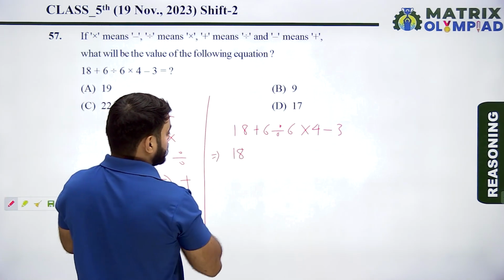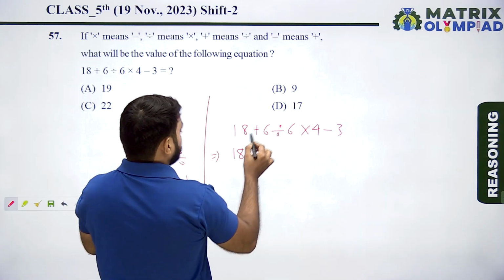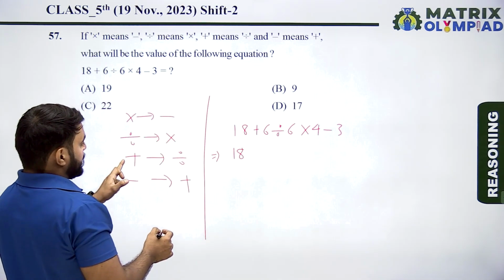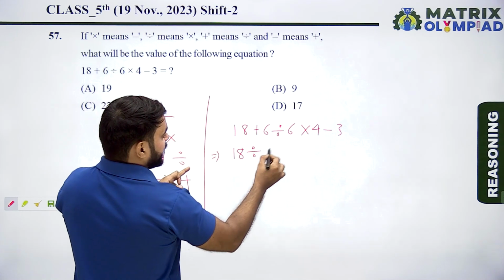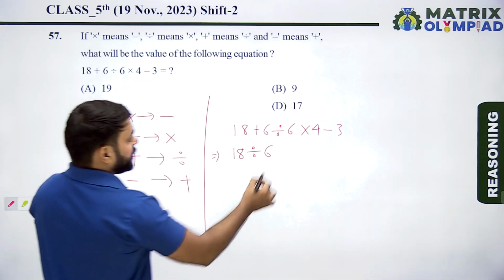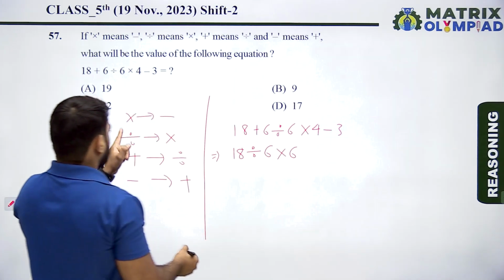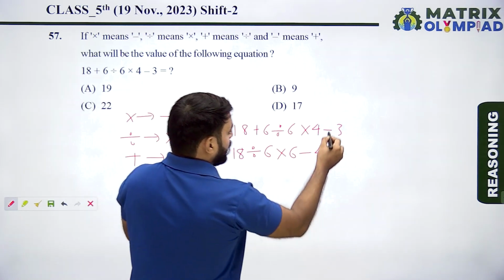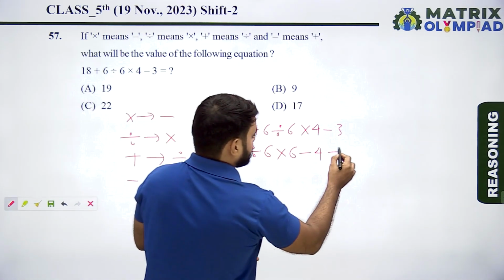First substitute the signs. So 18. What is the meaning of plus? Plus means divide. Divided by 6. Now divide means multiply by 6. Multiply means minus 4. Minus means plus 3.